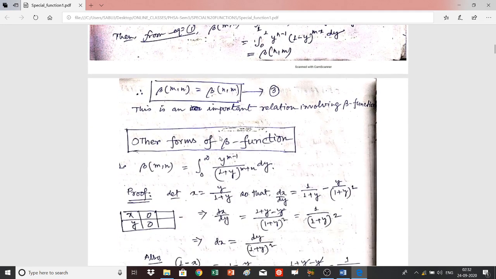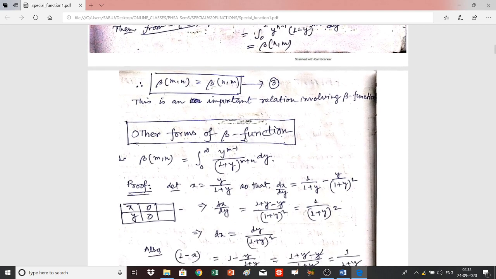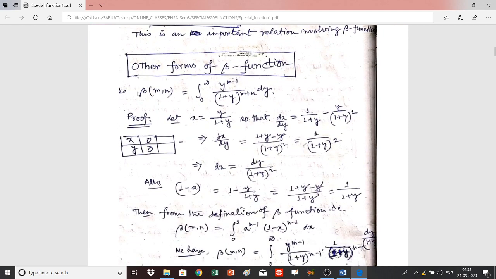Now come to other forms of beta function. Example 1: beta mn can be written as the integral from 0 to infinity of y to the power m minus 1 over (1 plus y) to the power m plus n dy. This is another form of beta function. Let us now prove it.